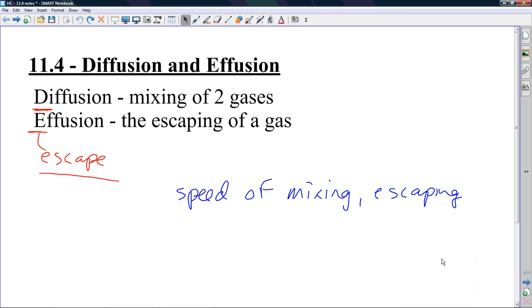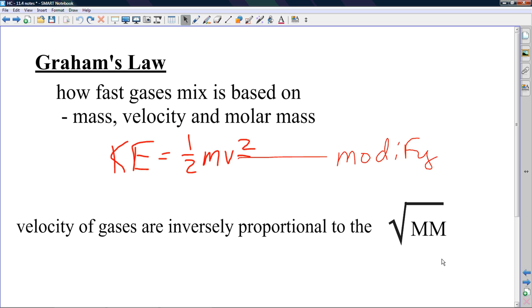In this section, we're going to look at the simple calculations to determine how quickly a gas will diffuse or effuse. Quick reminder here, diffusion is simply the mixing of two gases. Effusion is the escaping of a gas out of a container. So when we talk about this, we're going to talk about effusion rates, but we can make some comparisons in terms of diffusion and how quickly they'll mix. So to do that, the concept is called Graham's law.